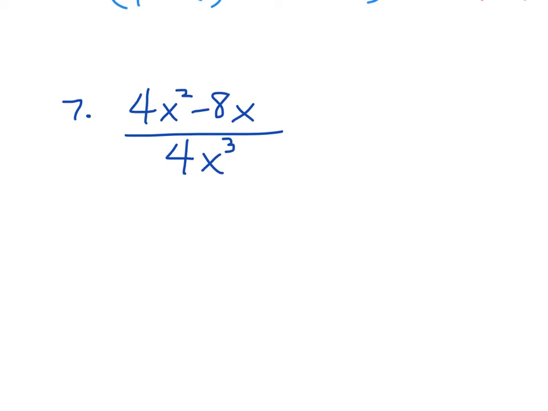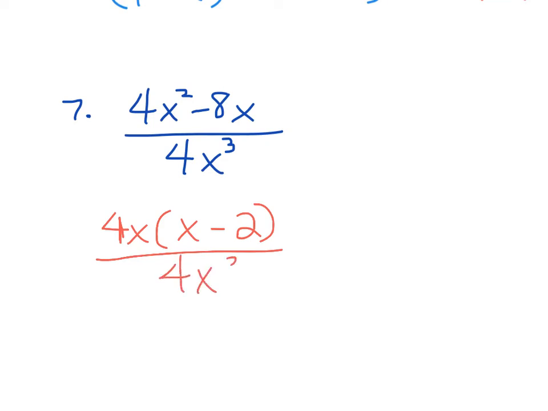All right, what can we do to the numerator? GCF. What's it going to be? 4x. Perfect. So 4x is going to be the GCF. I'm going to divide, and I'm left with x minus 2. Okay, now I have 4x to the third on the bottom. Can I simplify anything here? Right? I can simplify the 4s and one of the x's, correct?